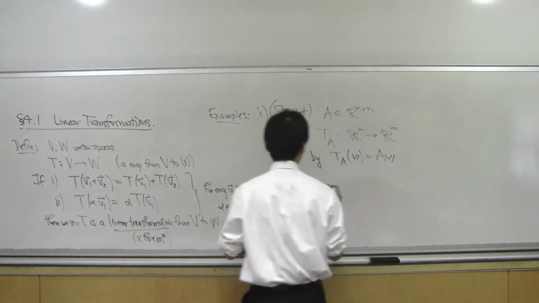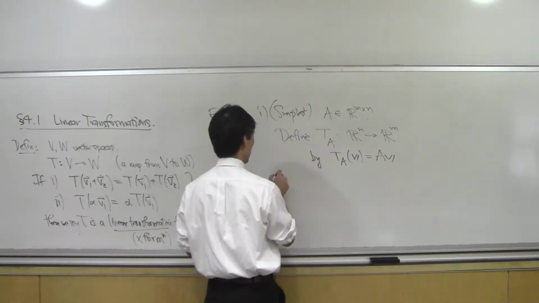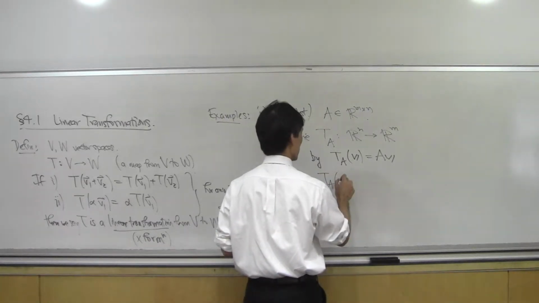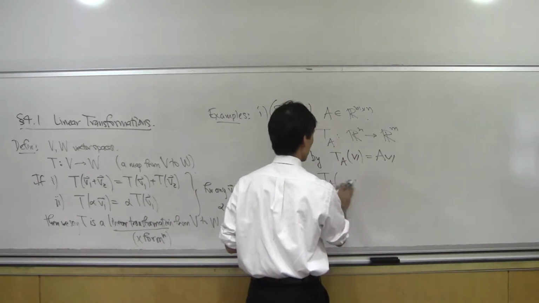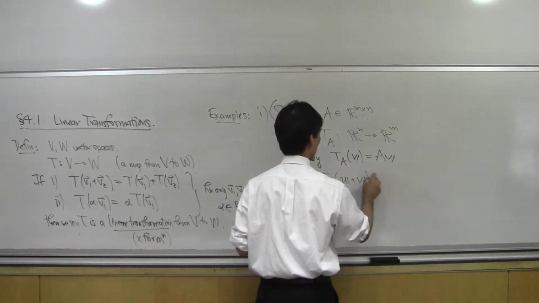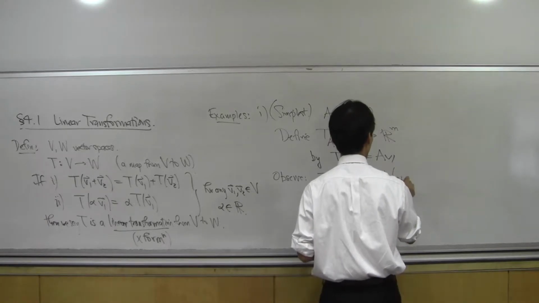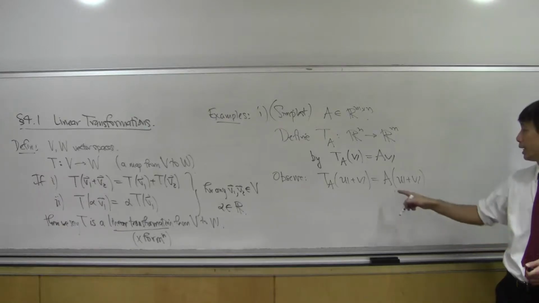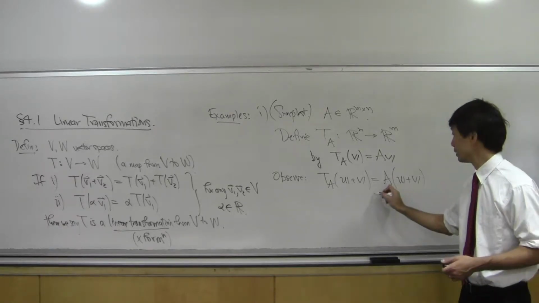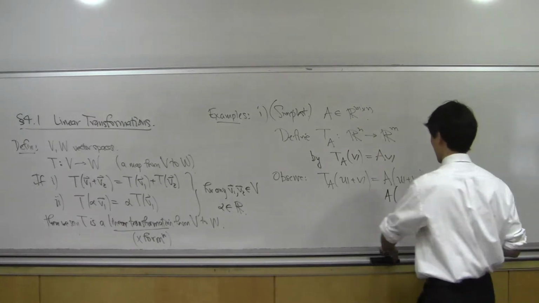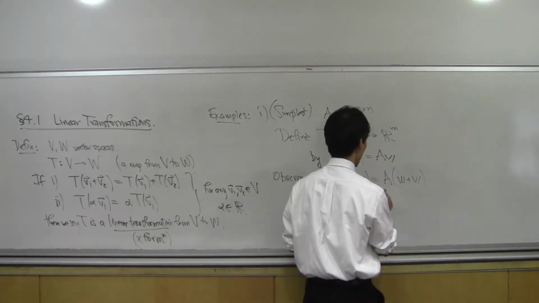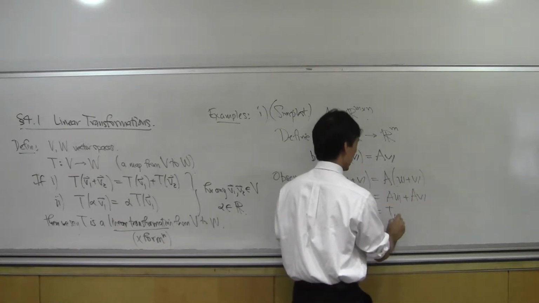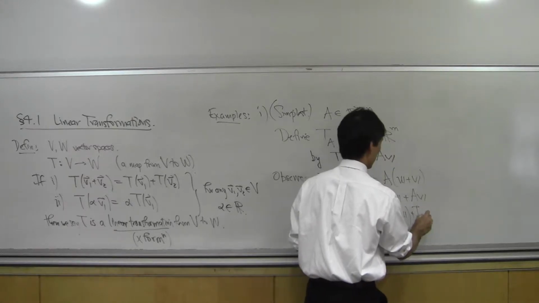And observe that if I take T sub A of the sum, let's say U plus V, well, that's A times U plus V. But that's the same thing as AU plus AV. That's T sub A of U plus T sub A of V.